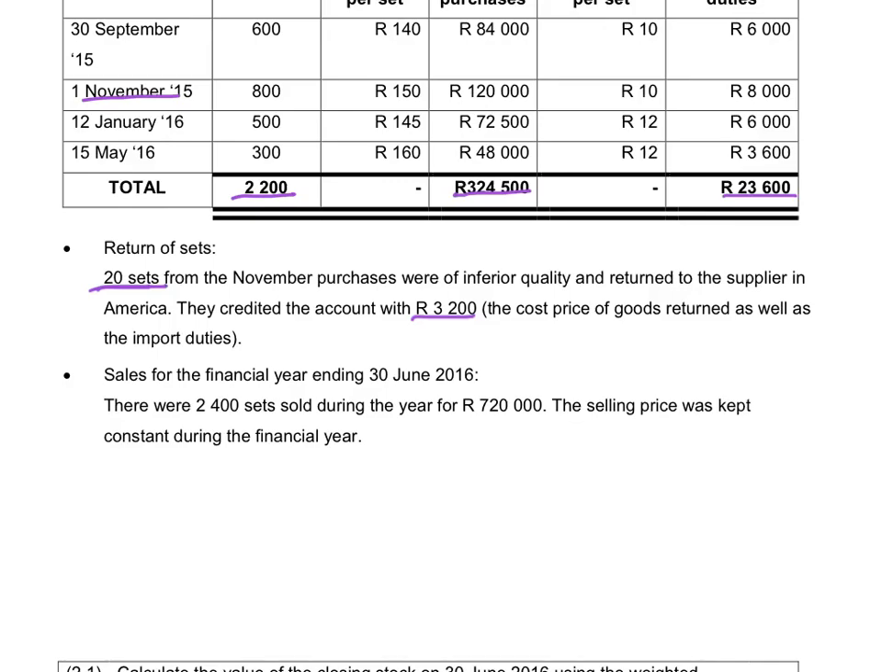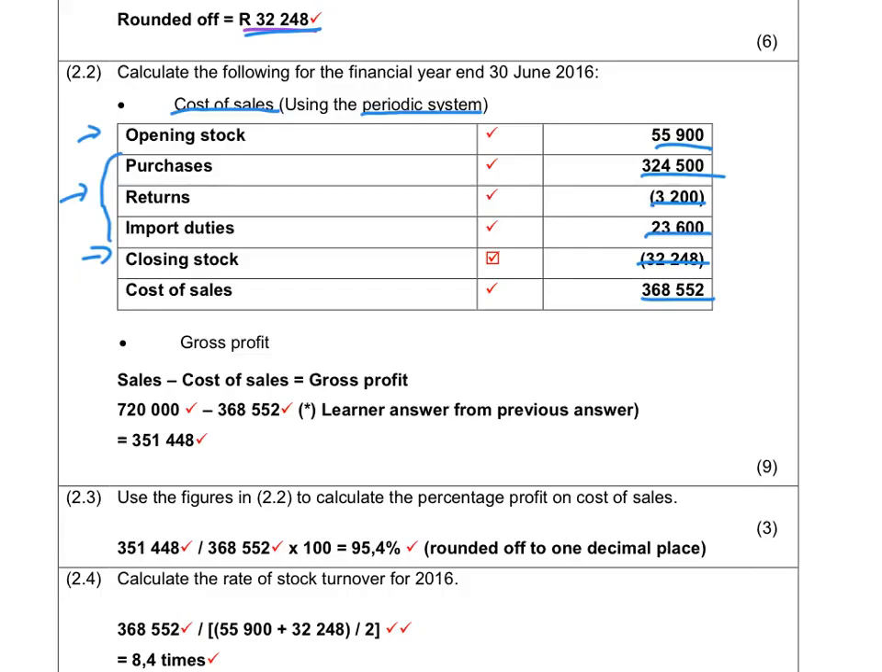In the next question, we have to calculate the gross profit. So we need the sales price less cost of sales to calculate gross profit. And they say that we've sold 2,400 sets during the year, and the total sales price was 720,000. The sales price of 720 minus the cost of sales that we calculated, 368,552, will give me the total gross profit that we made.